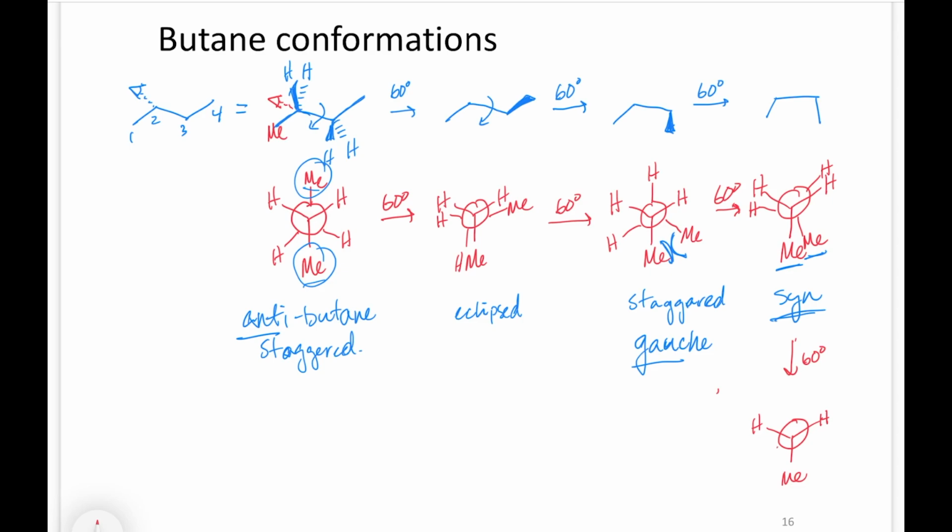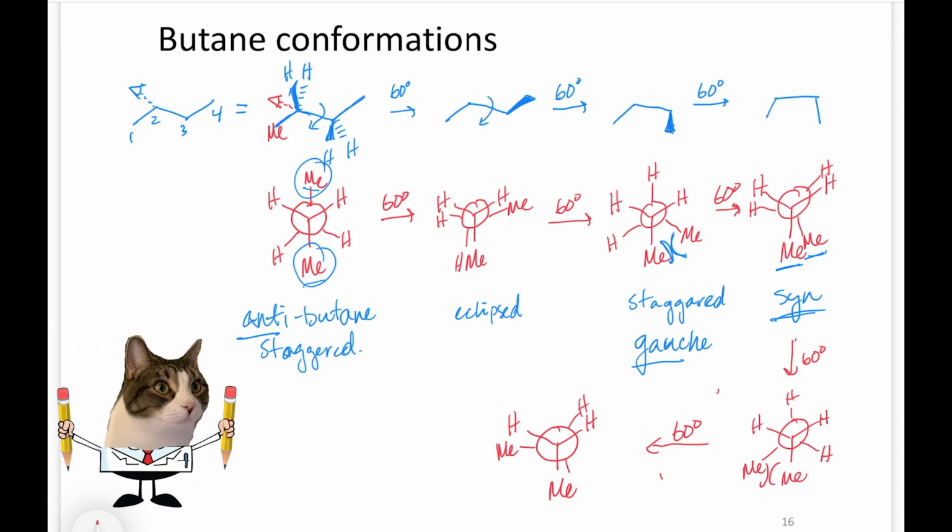Okay. Now we have a staggered conformation, and this is another Gauche interaction. We're going to rotate again 60 degrees. We have another eclipsed form. And it's at this point in time you're starting to realize that your notebook page is looking like a crazy mess of random structures. And it is. That's exactly how you should feel right now.